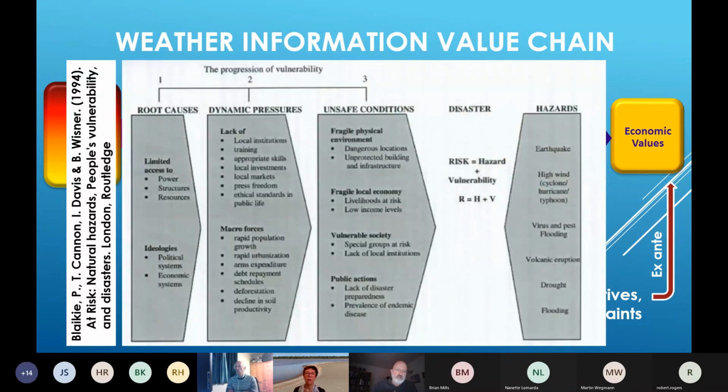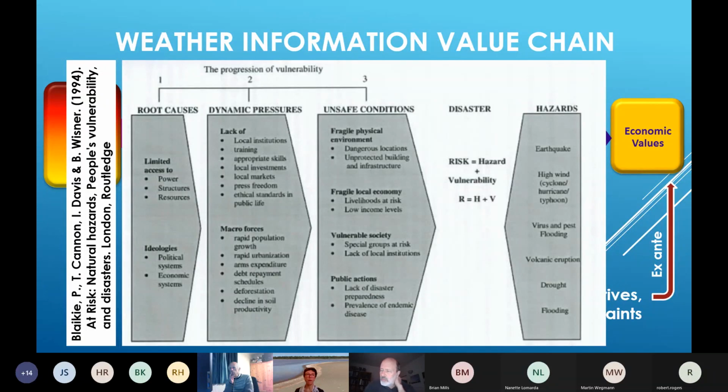This article or graphic by Blaikie et al. really points out, especially with vulnerability, that vulnerability is culturally and socially determined, quite often by cultural processes or situations going back decades or centuries. Everything in terms of income distribution, gender roles, power and authority. So the decisions are made in the context of this.